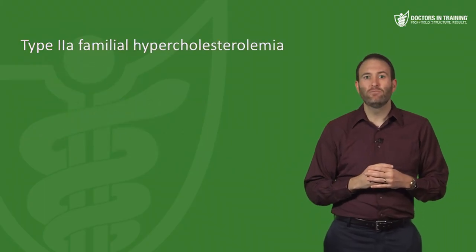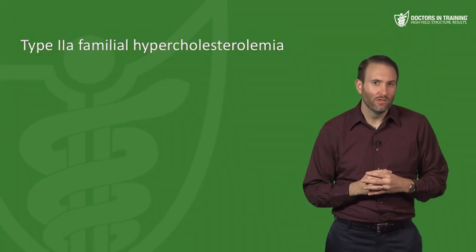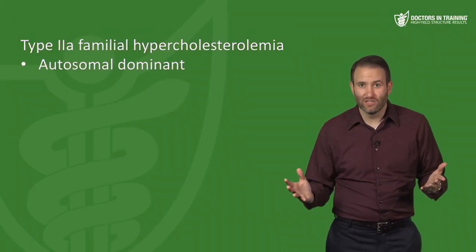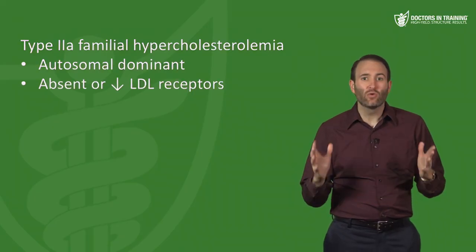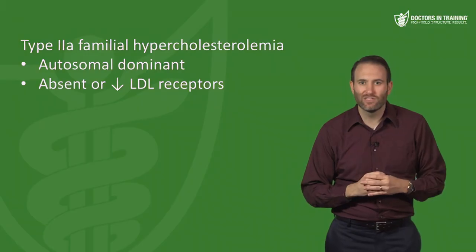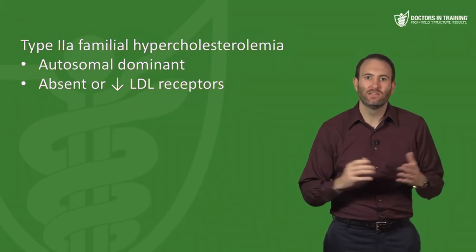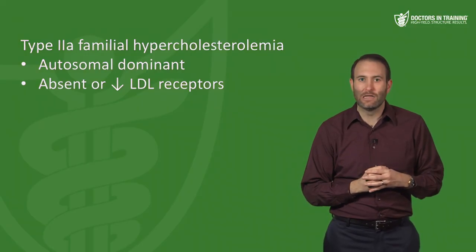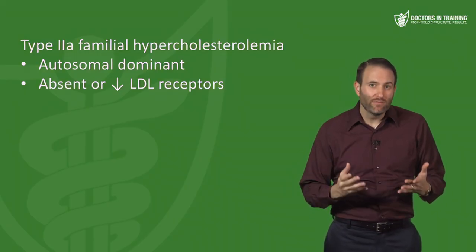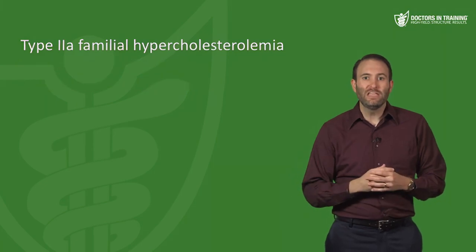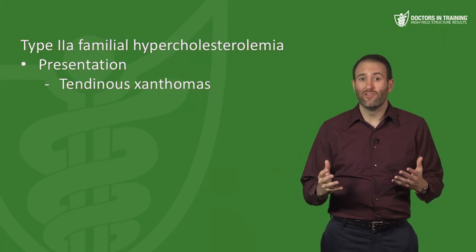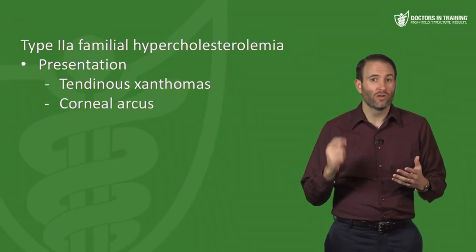Now, let's move on to type 2A, familial hypercholesterolemia. This is an autosomal dominant condition with absent or decreased LDL receptors. I remember we'd come back to this one. LDL receptors are necessary to facilitate the uptake of circulating LDL into cells. As a result, you're going to get elevated levels of LDL in the blood. These patients will present with tendinous xanthomas, notably on the Achilles tendon. You're going to see the corneal arcus as well.